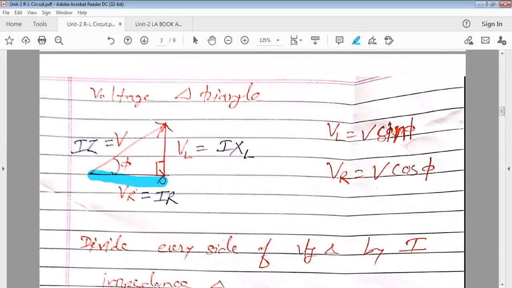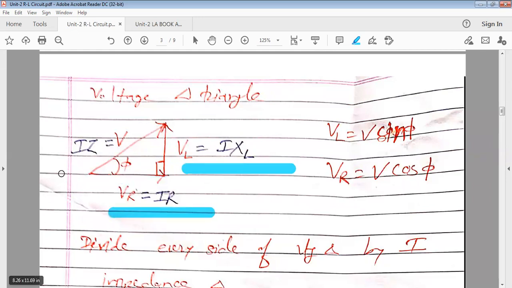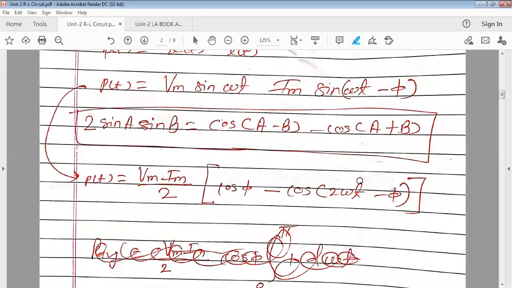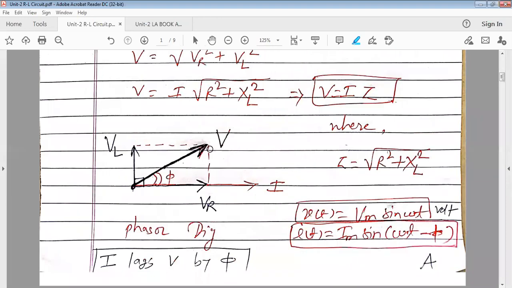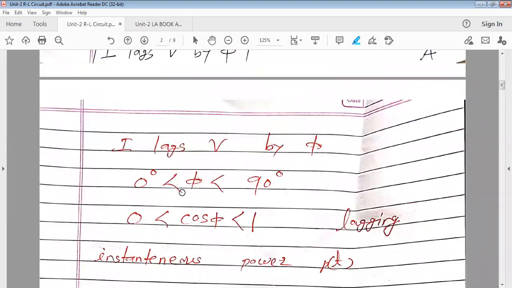So see here, along this it is VR from the phasor diagram, along this it is VL, and along this it is V. Formula we know for VR, VL and V: VR is I into R, VL is I into XL, and capital V is I into Z. This is called the voltage triangle. In this we have seen this angle is 90 degree, and this angle is phi. You can check here in the phasor diagram, this angle is 90 degree. The angle between VR and V is phi, the power factor angle.